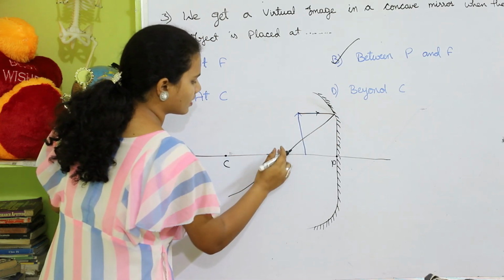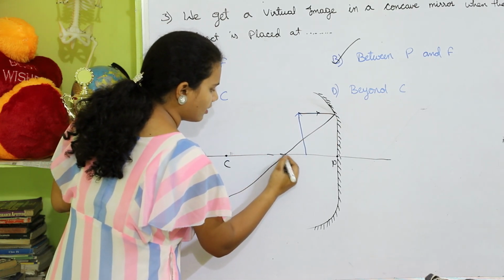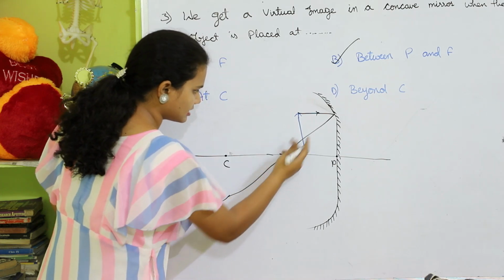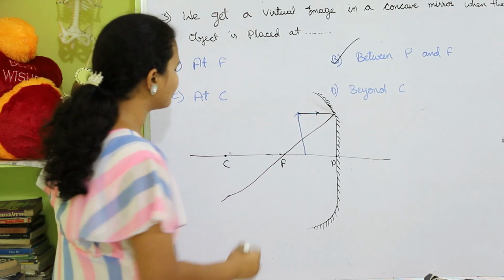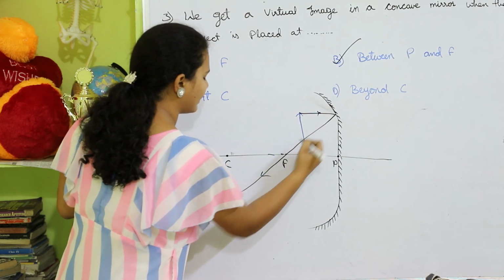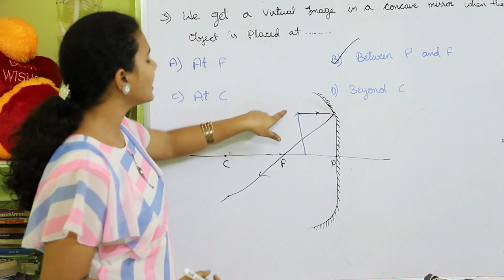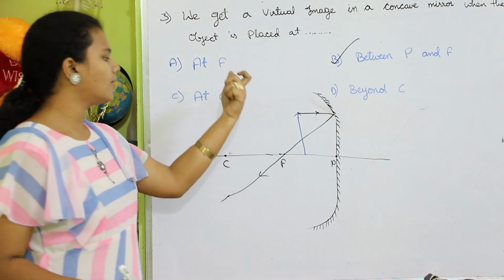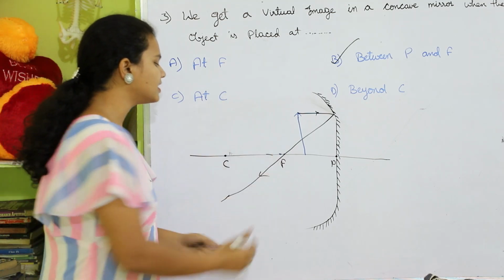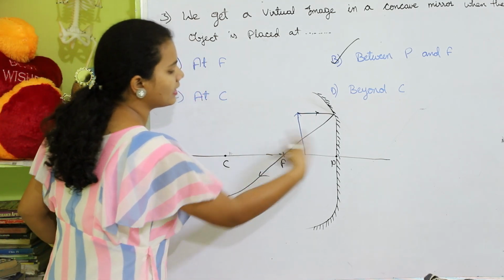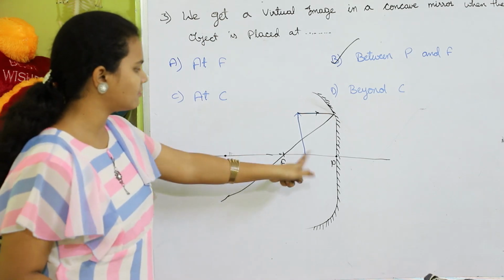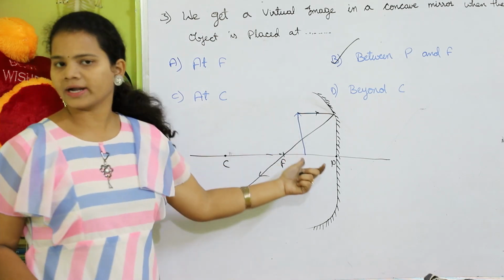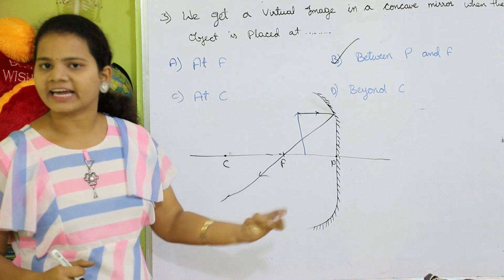Let me draw focus over here. So here you have focus and it passes through focus. This is how it goes. Now the second ray. The second ray should pass through the focus, right? But here we have kept the object between pole and focus, so I cannot pass the second ray to the focus.